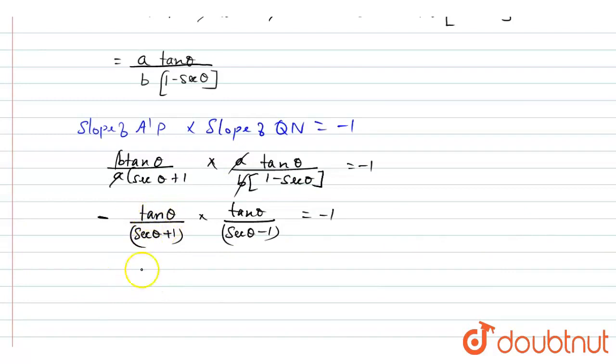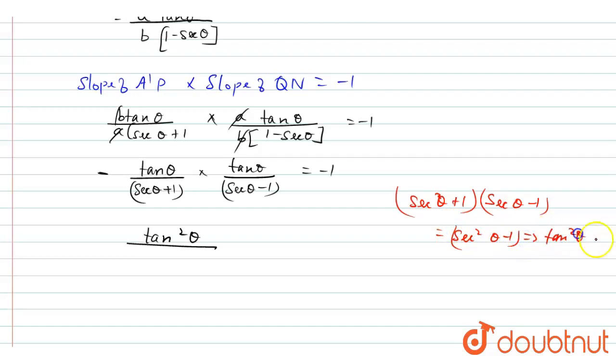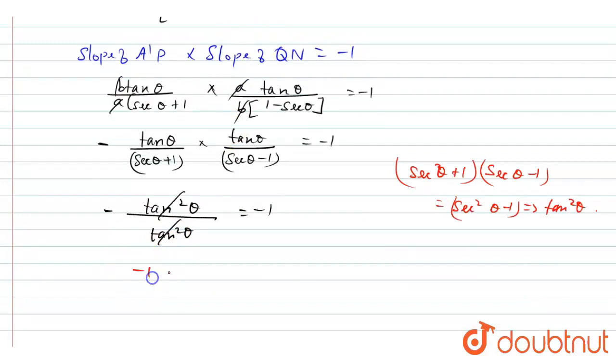Next I write the numerator as tan squared theta, and the denominator (secant theta plus 1) into (secant theta minus 1) is secant squared theta minus 1, which equals tan squared theta. So we get tan squared theta divided by tan squared theta, with the minus sign outside. The tan squared terms cancel, therefore the total value equals minus 1.